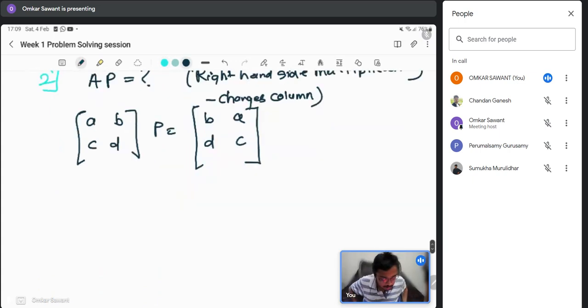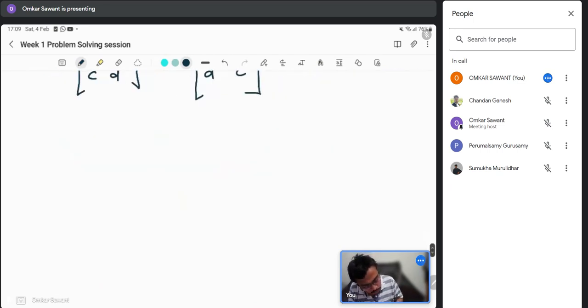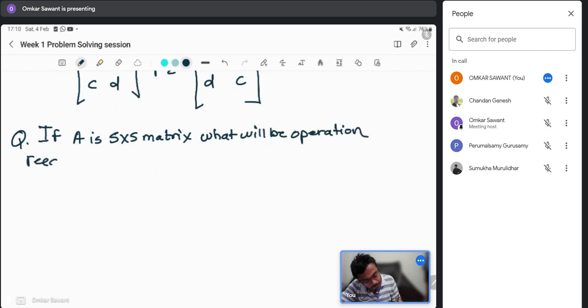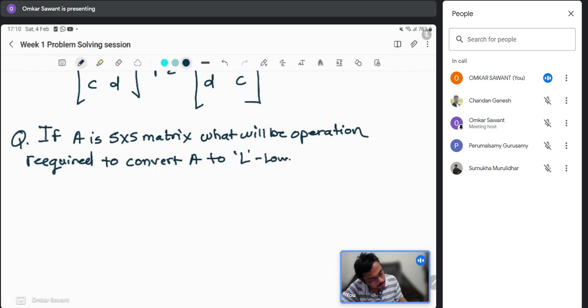Okay. Now earlier we have found out the row echelon form. So I'm asking you, if A is a 5 by 5 matrix, what will be the operations required to convert A to U, that is, the upper triangular matrix?